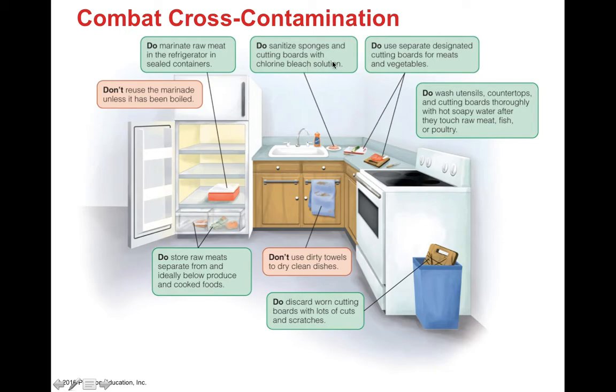Make sure you sanitize everything in your kitchen, including sponges and cutting boards, before you start cooking. You can do this using ethanol or with a chlorine or bleach solution. Then make sure you use separate cutting boards for your meats and for your vegetables, particularly keeping raw meats separate. Anything that touches raw meats should be washed separately and thoroughly with hot soapy water after you touch any raw meat, fish, or poultry.